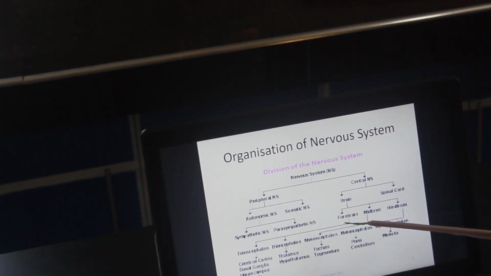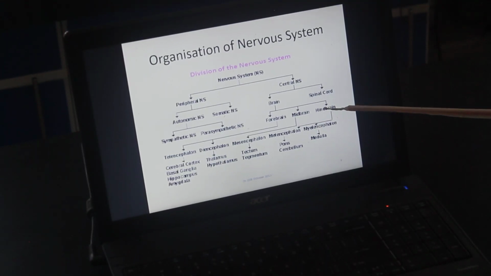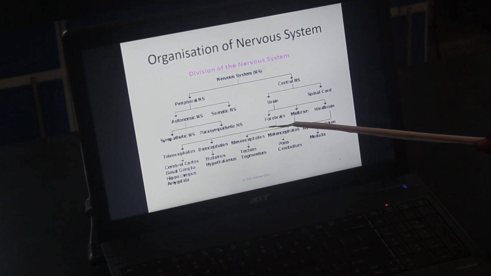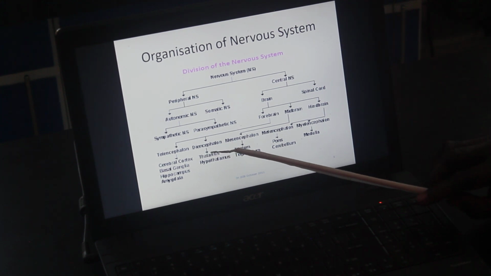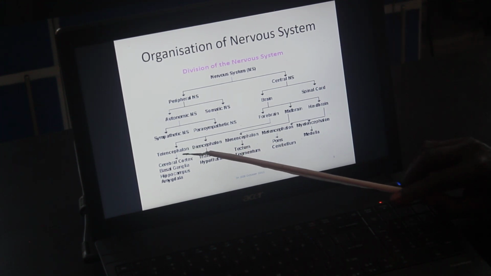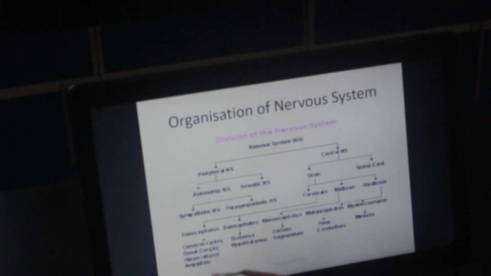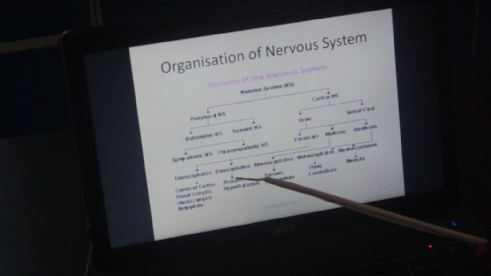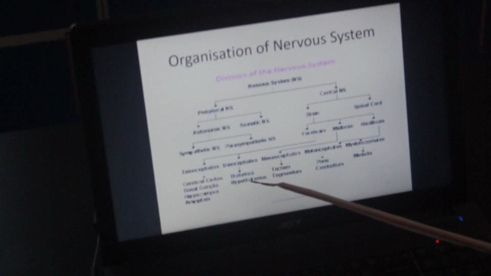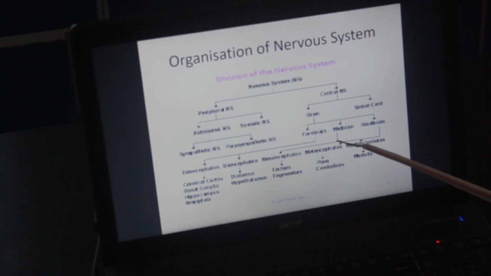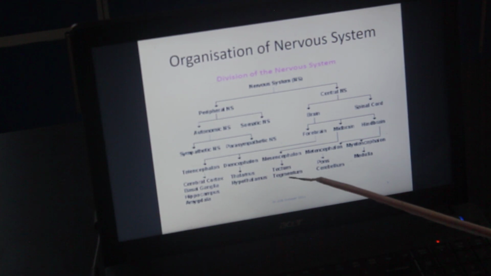Now the brain is divided into the forebrain, the midbrain, and the hindbrain. The forebrain is further subdivided into the telencephalon and the diencephalon. The telencephalon contains the cerebral cortex, the basal ganglia, the hippocampus, and the amygdala. Then we have the diencephalon, which contains the thalamus and hypothalamus. The midbrain only has the mesencephalon, which has the tectum and tegmentum.